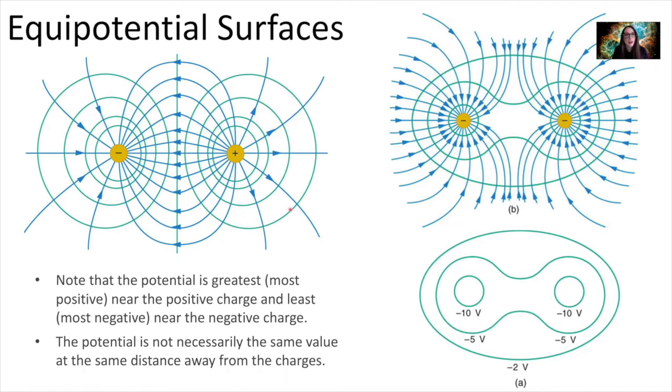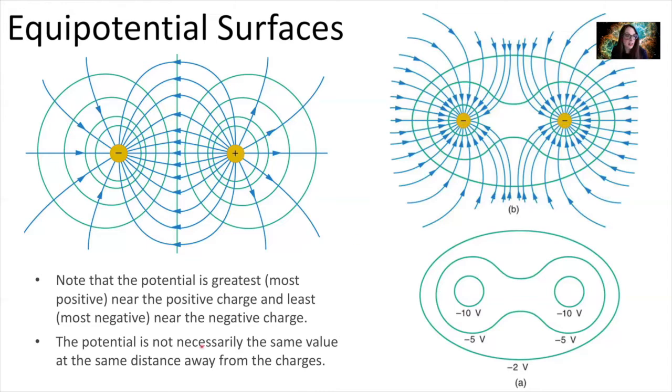And then we've got these other rings around the charges to represent the equipotential surfaces. The potential is greatest, or most positive, near the positive charge, and it's the least, or most negative, near our negative charge. And you see that the potential is not necessarily the same value at the same distance away from the charge.